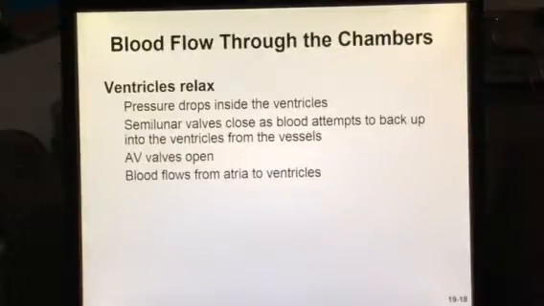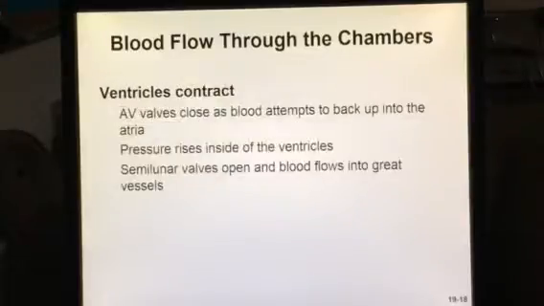And so when that happens, the AV valves in between the atria and the ventricle open, and that allows the blood to flow from the atria to the ventricles. So then the ventricle fills up with blood, the AV valve closes, and the ventricle actually contracts. That makes the pressure rise inside the ventricle, and that pushes those semilunar valves open, and the blood flows into either the pulmonary trunk or the aorta.